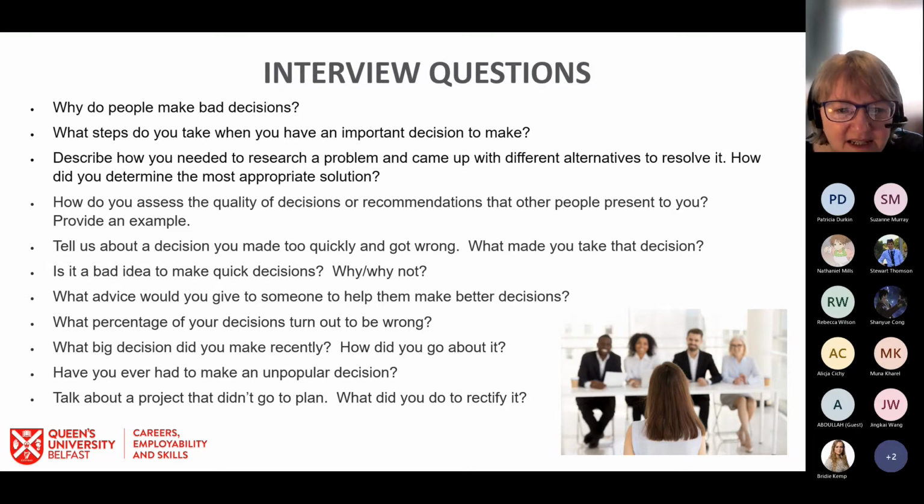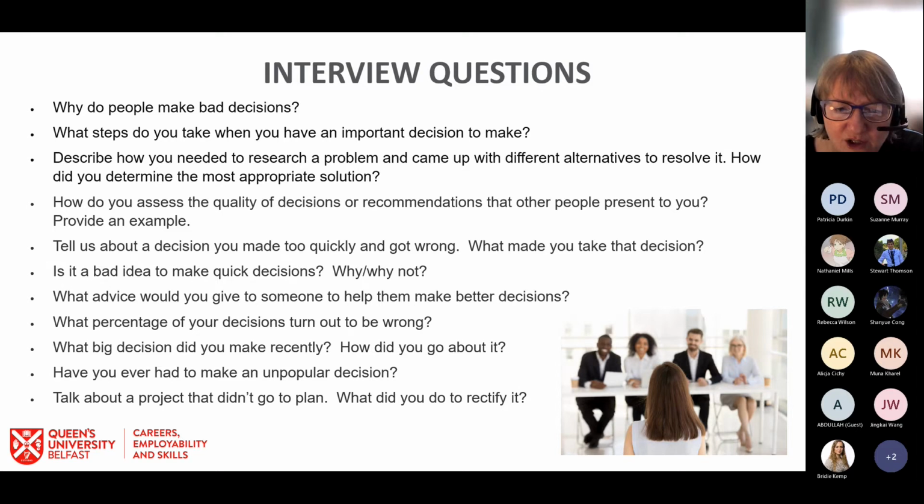Is it a bad idea to make quick decisions? Why or why not? What advice would you give to someone to help them make better decisions? What percentage of your decisions turn out to be wrong? Maybe lean towards not too many there. What big decision did you make recently? How did you go about it? Have you ever had to make an unpopular decision? And that might be a good one to think about, folks, because often decisions involve other people, other team members, maybe flatmates, that kind of thing. So think about that and how you dealt with it, basically, and maybe how it affected you as well.